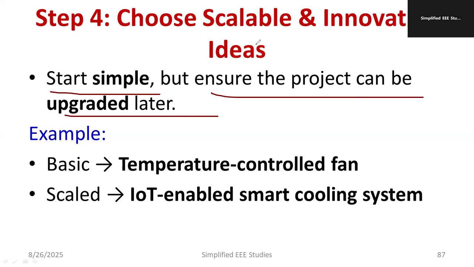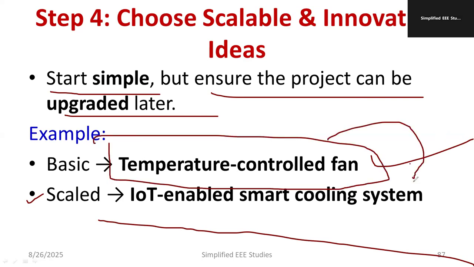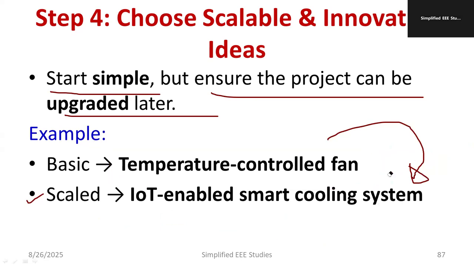Scaling can be done. For example, look at this. A temperature controlled fan. The basic model is a temperature controlled fan. The scaled one is an IoT based smart control system. So this is the basic one, and we go for the advanced one afterwards. After implementing, we'll be adding IoT, then we are going to have smart automation. So go for an IoT enabled smart cooling system. From the basic, you have to start and go to a higher level. That is called scaling.